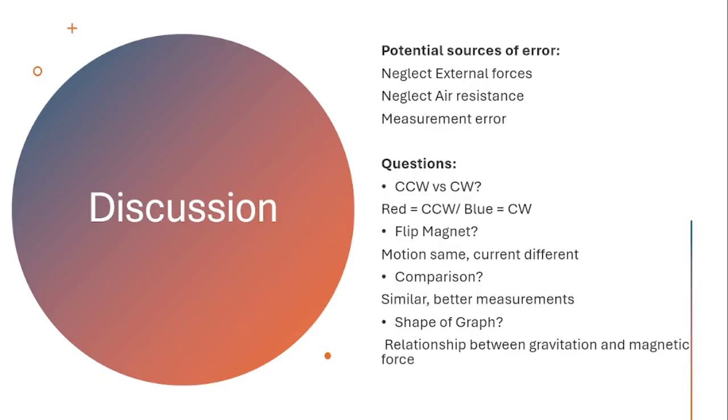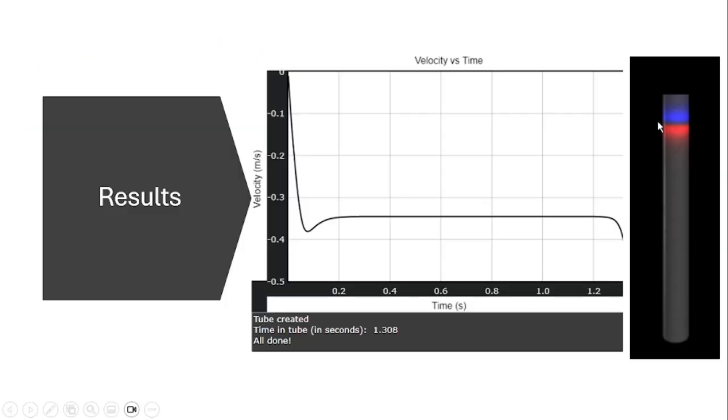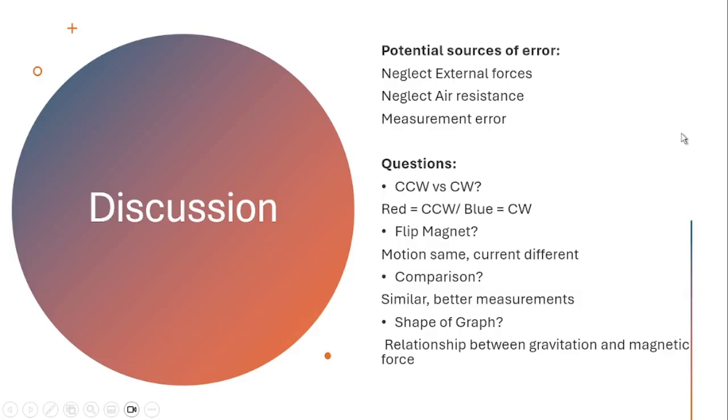Now for the discussion questions: which side of the computational visual model is counterclockwise or clockwise for the current? Using Faraday's law, we can see that the red side is going to be counterclockwise and the blue side is going to be clockwise. Now what happens if we flip the magnet? The motion will stay the same. It's still going to be slowed down as it goes through the tube. However, the current will run in different directions. So the red is going to be clockwise and the blue would be counterclockwise.